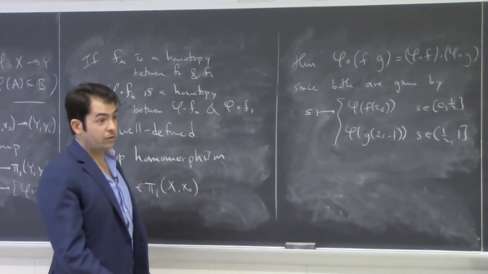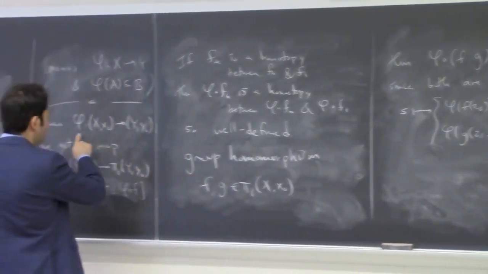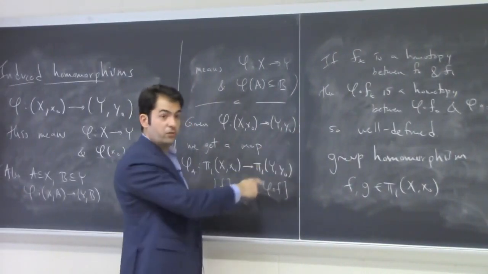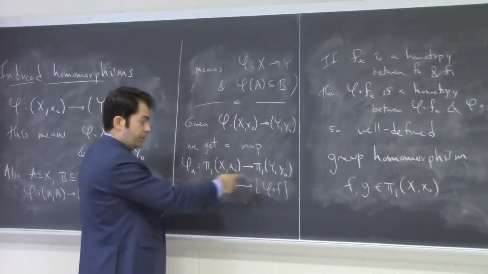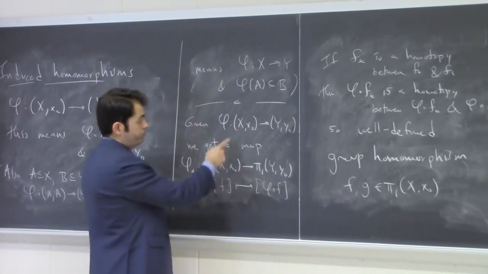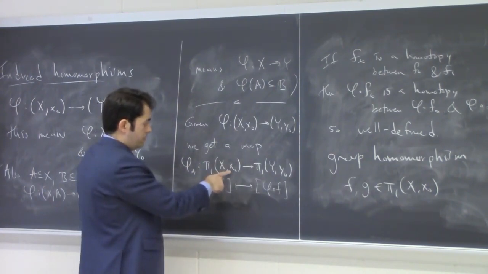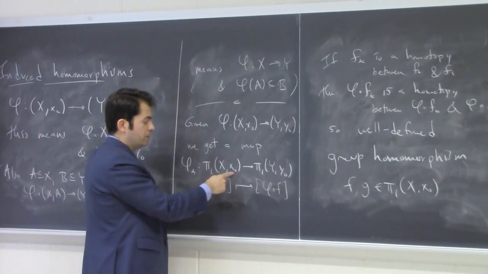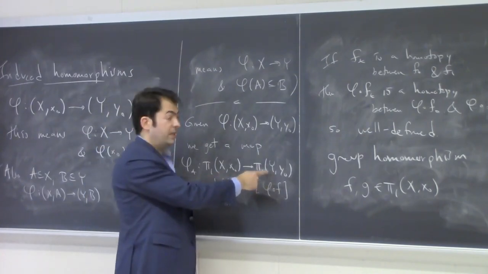So that's great. Every time you have a continuous map between spaces, you get a map between homotopy groups. The loops you start with are based at some point, and the loops you end with are just based at the image of that point.